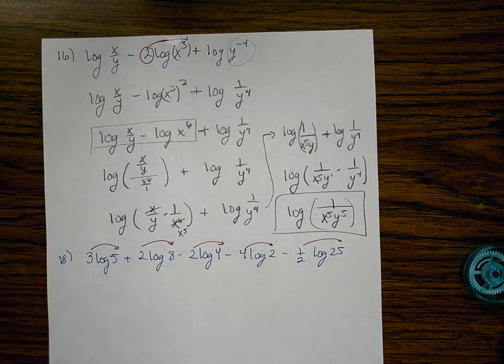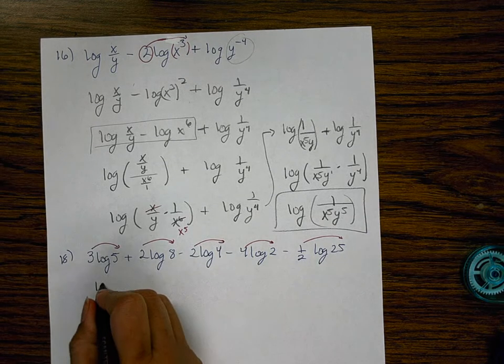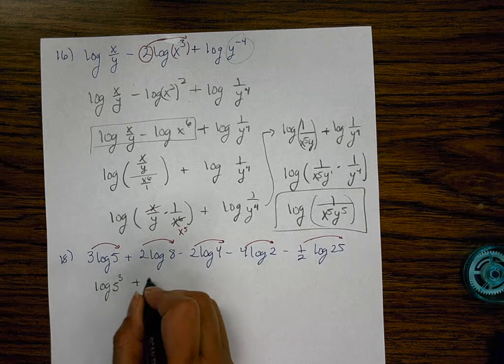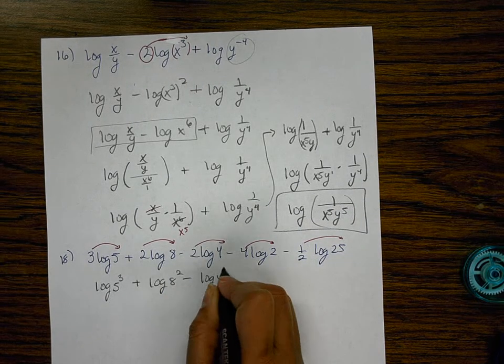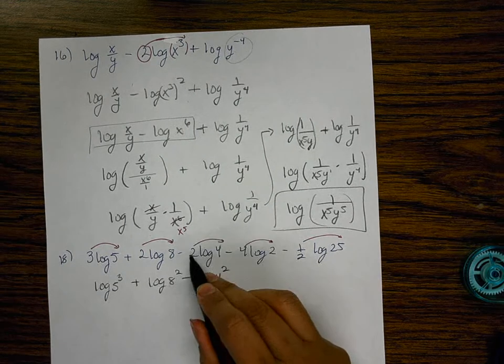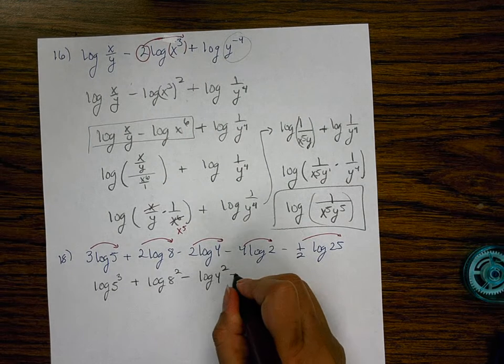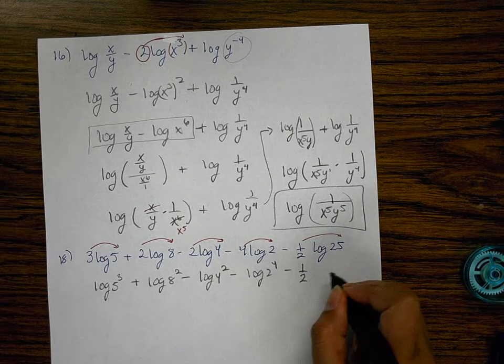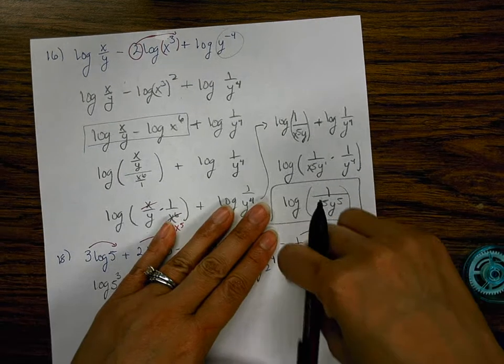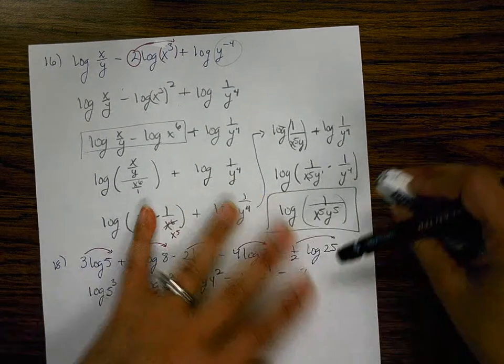So I'm going to have log of 5 cubed plus log of 8 squared minus log of 4 squared. So I leave the negative there and only the 2 moves up. Same thing here, minus stays, log of 2 to the 4th, minus 1/2, and that's moving up as well, minus log of 25 to the 1/2.